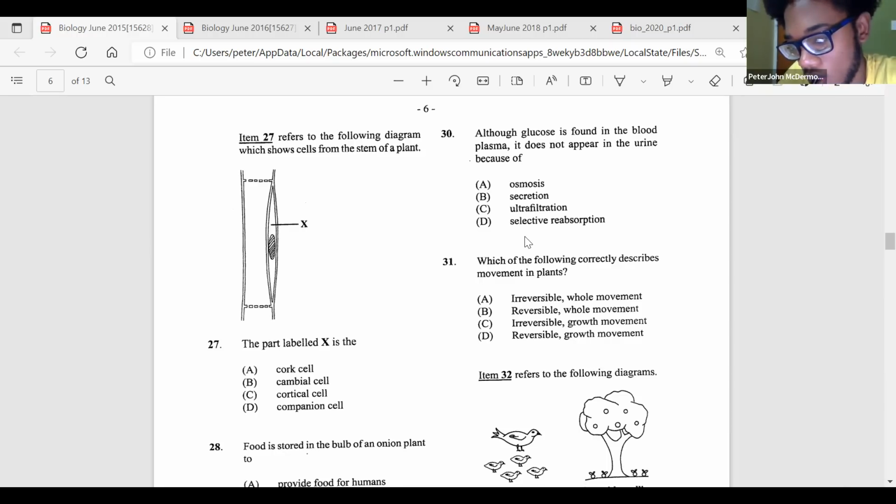Ultrafiltration. Selective reabsorption. All right, so let me give you guys what I know to be true. Glucose does not, and then you guys can decide. Yeah, that's correct. So it's D. All right, so what is it that doesn't make it out of the glomerulus? Do you guys know? Seeing as we just confirmed that glucose makes it out, what does not make it out?